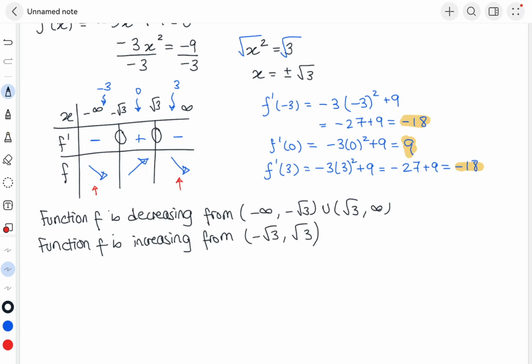Now let's see where our maximum is and where our minimum is. As we said, our function decreases and then increases and then decreases. So we have here a minimum at x equal to negative radical 3, and we here have a maximum at x equal to radical 3.